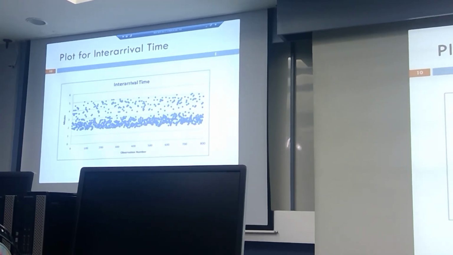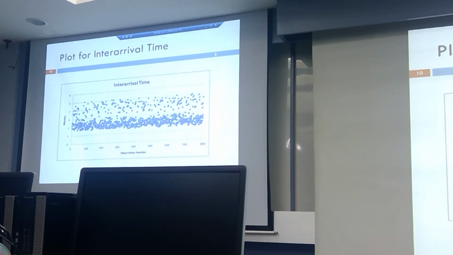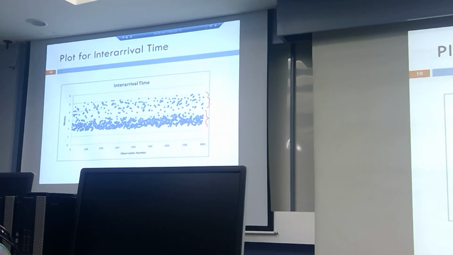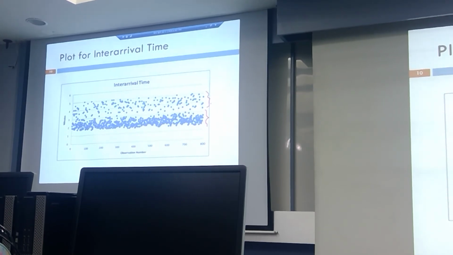So let's take a look at this plot. This is a plot of interarrival time. And you can see that if you plot it like this, it doesn't really give you much information. You'll probably be able to say that there may be two groups of entities that arrive, with interarrival times around here, from 5 to 3, and then 3 to 5. But it doesn't really tell you what the distribution of this data is.